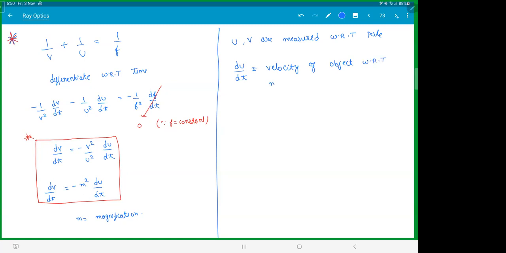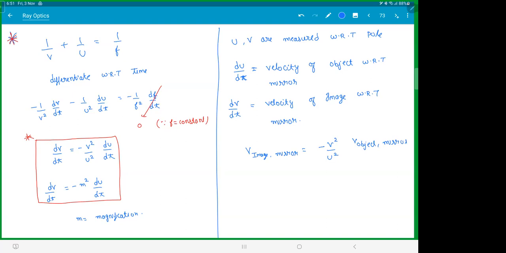That's a mistake most people make. If the mirror starts moving, you start getting wrong answers. dv by dt is the velocity of the image with respect to the mirror, because the distances are measured with respect to the mirror. These are not the velocities in the ground frame. If the mirror is not moving, you generally won't have a problem. So the velocity of the image with respect to the mirror is -v square by u square times the velocity of the object with respect to the mirror.